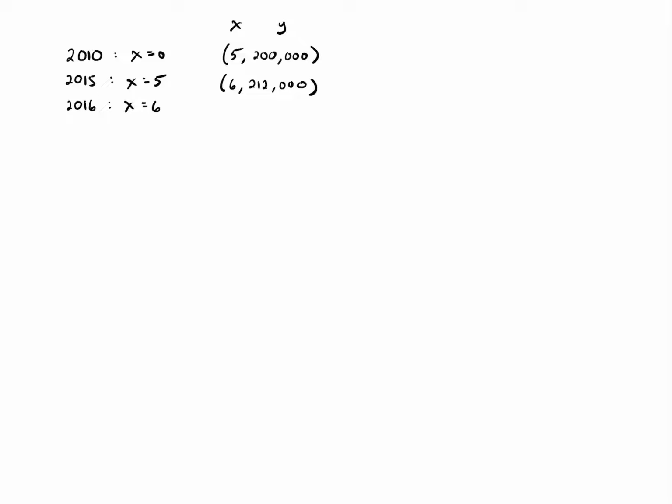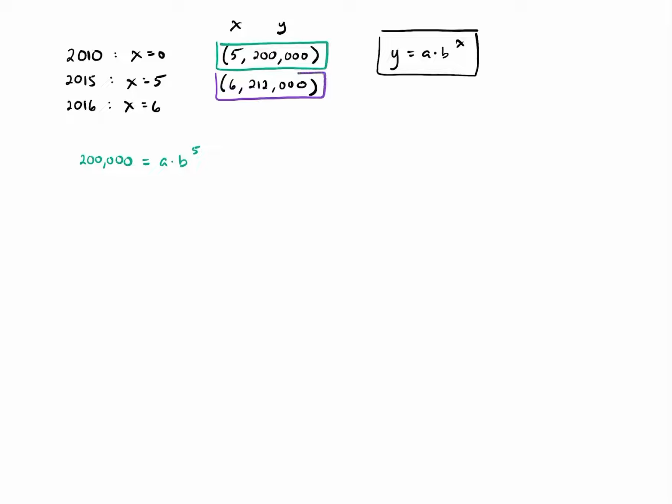Okay, so then what we're going to do is say, how do our exponential functions look? They look like this: y equals a times b to the x power. That's the formula you need to make sure you know for exponential functions. So if we take the first one, for the year 2015, we can say that y, or 200,000, is equal to a times b to the 5th power. And then in year 2016, we can plug that in and say 212,000 is equal to a times b to the 6th power.